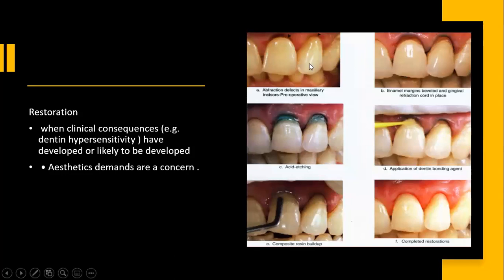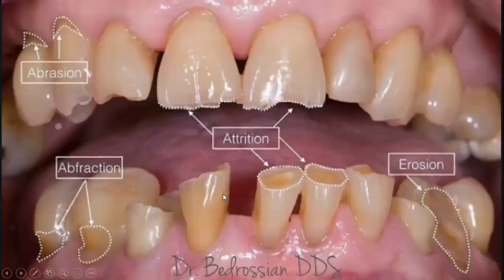So here in this image, you can see an abfraction defect in a maxillary incisor. The enamel margins are beveled and the gingival retraction cord is placed. Acid etching is done. Dentin bonding agent is applied and the tooth is restored with composite. So here is a final image showing attrition.